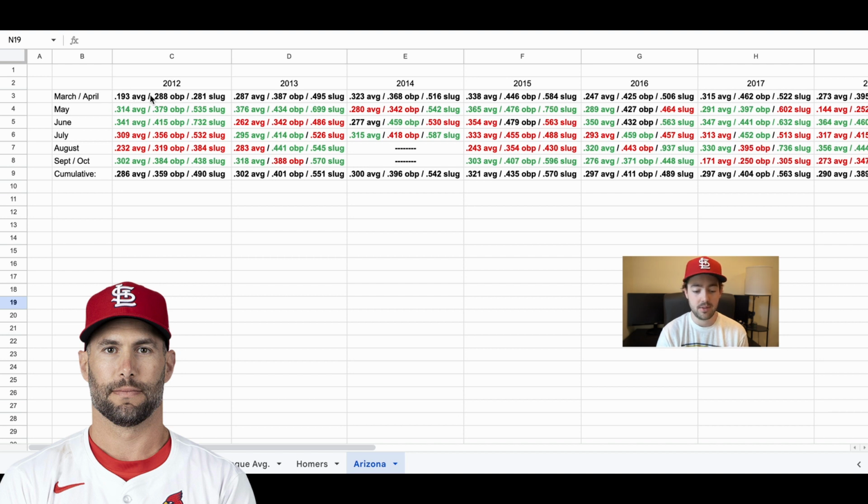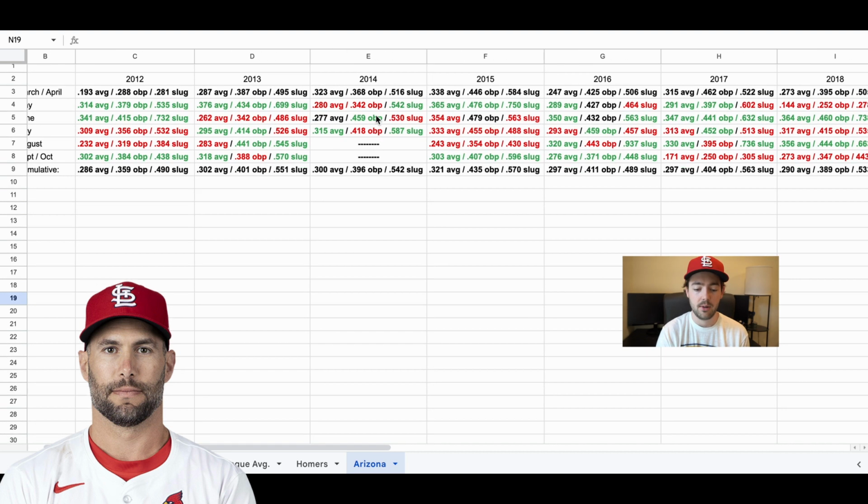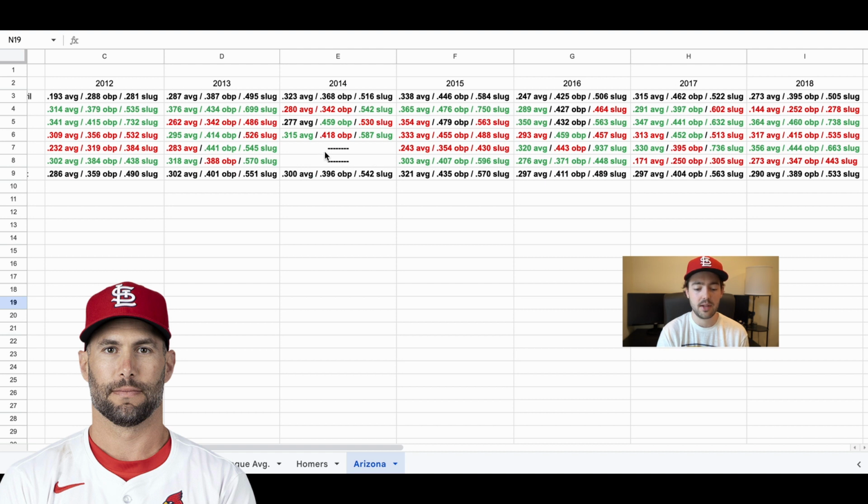So yeah, he did have a bad month to start the season, and then found his groove in May and June, and then came back to earth a little bit in July and August. 2013, his statistics did get better for the second month in May. 2014, this was kind of an injury-riddled season by the end. His statistics don't really reflect that he had a bad month to start.